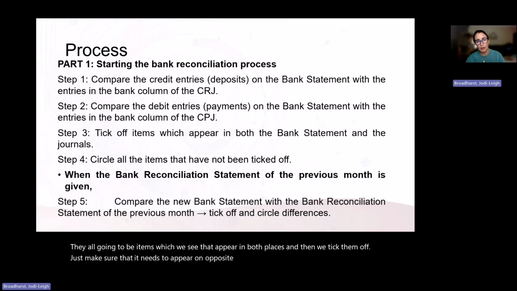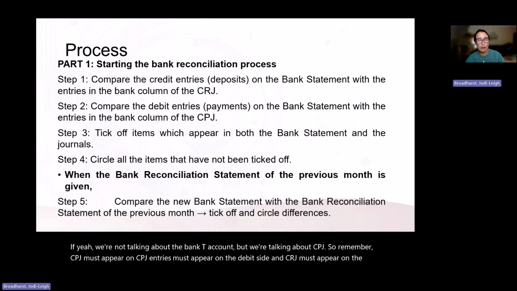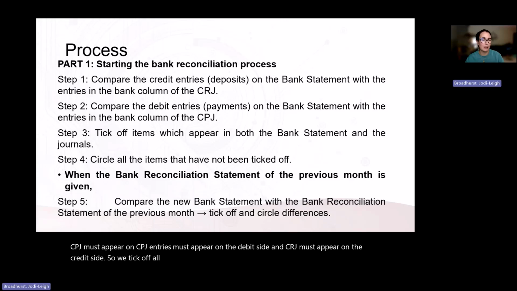So we're not talking about the bank T account, but we're talking about the CPJ. So remember, CPJ entries must appear on the debit side, and CRJ must appear on the credit side. So we tick off all the amounts that we see that appear on the bank statement and in the journals.